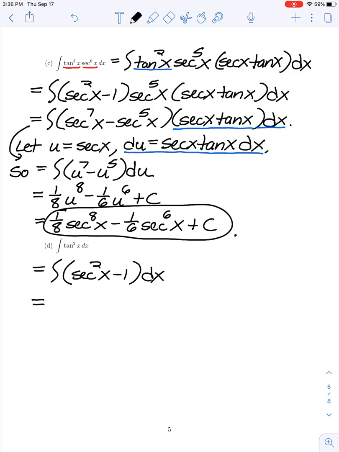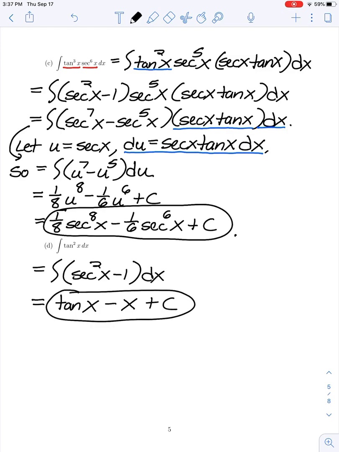So let's think about this. The antiderivative of secant squared x is tangent x. Recall the derivative of tangent x is secant squared x. Therefore, the antiderivative of secant squared x is tangent x. And then we are subtracting the antiderivative of 1 dx, which would be 1x plus an arbitrary constant c.